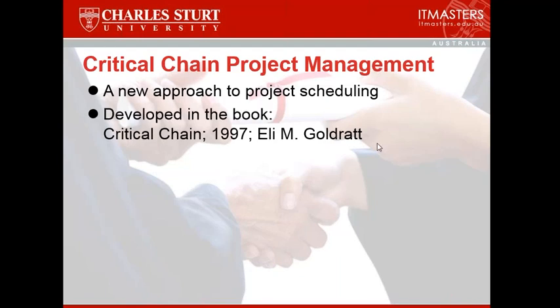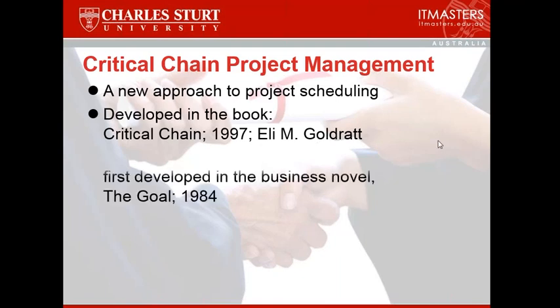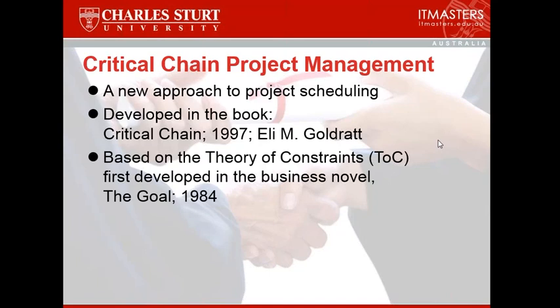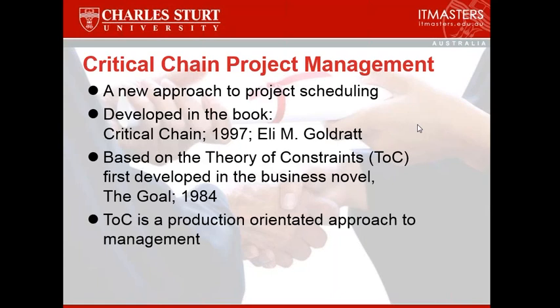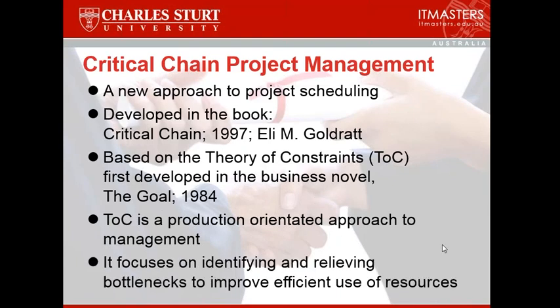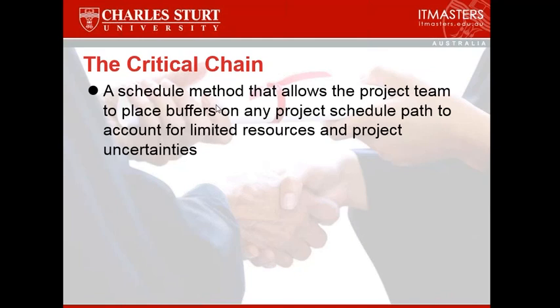It was developed by Eli Goldratt in a book called The Critical Chain, which was produced in 1997. But that was developed on an earlier book that he wrote called The Theory of Constraints. And the Theory of Constraints is a production-oriented approach towards management. It focuses on identifying and relieving bottlenecks to improve efficient use of resources. So essentially what we want to do is take away all the additional estimates that people have put on their time. It is a schedule method that allows a project team to place buffers on any project schedule path to account for limited resources and project uncertainties.